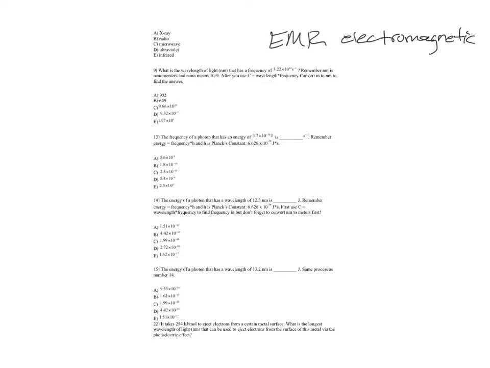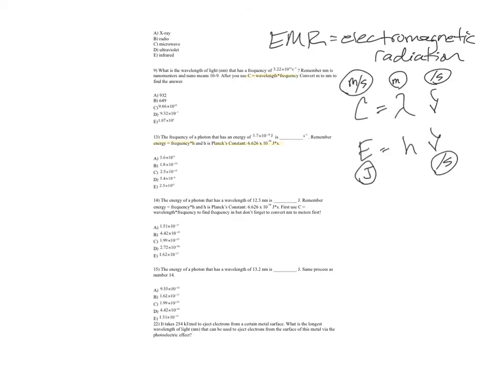Okay. Oh, I didn't finish writing that. Electromagnetic radiation is EMR. We'll be using that abbreviation. The rest of these problems are all going to use either c equals lambda nu, speed of light equals wavelength times frequency, or they're going to use E equals h nu, which is energy equals h times frequency, or maybe even both of these. Obviously, these can be used together because they share a variable, which is frequency here.